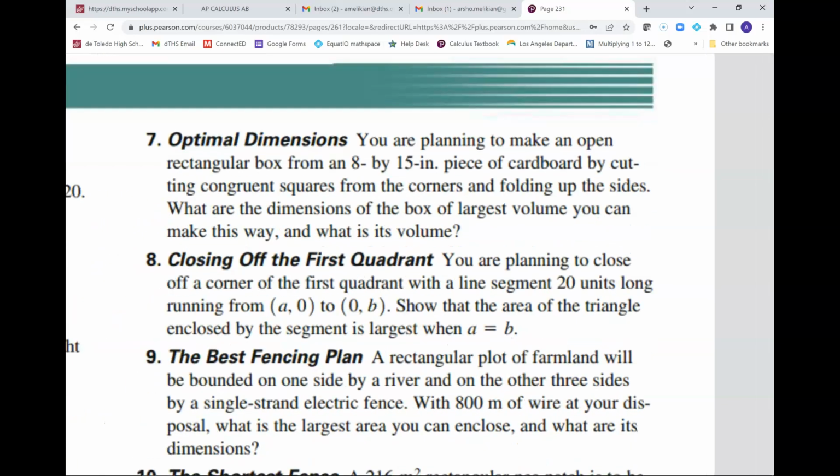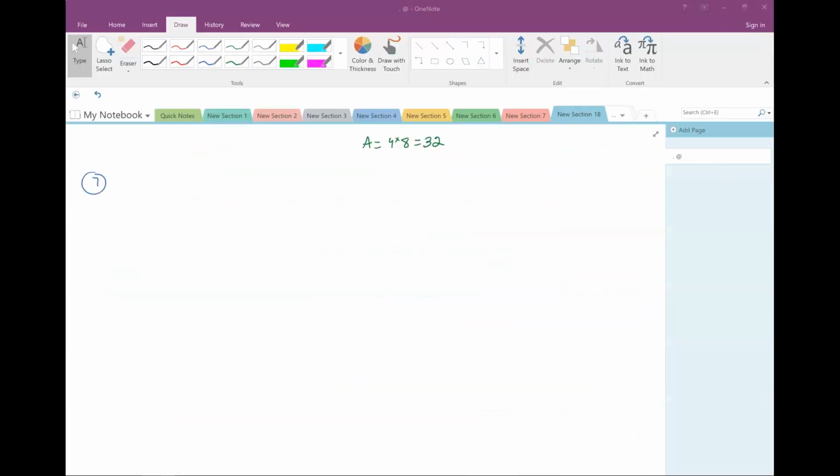Now, we've got a rectangle. This is the next type of problem, right? You're planning to make an open rectangular box from an 8 by 15 piece of cardboard by cutting congruent squares from the corners and folding up the sides. What are the dimensions of the box of the largest volume you can make this way? Since we're maximizing the volume here, I know eventually I need to create a function for the volume.